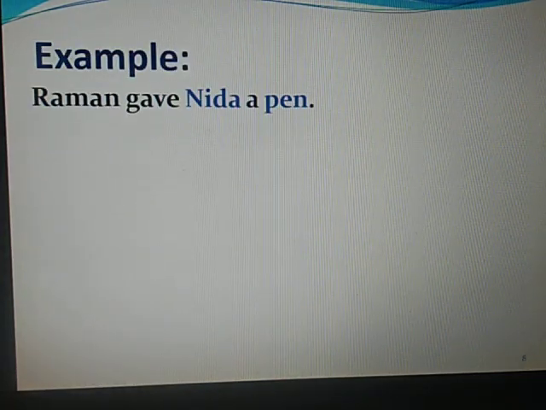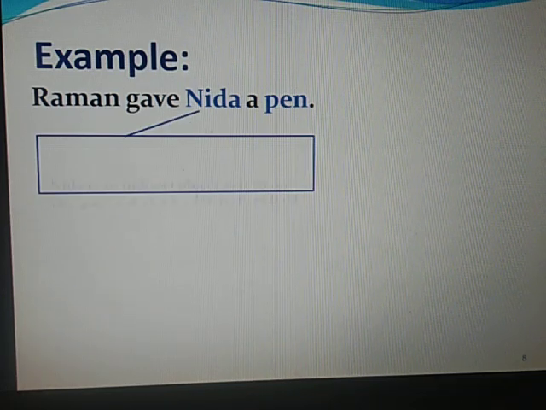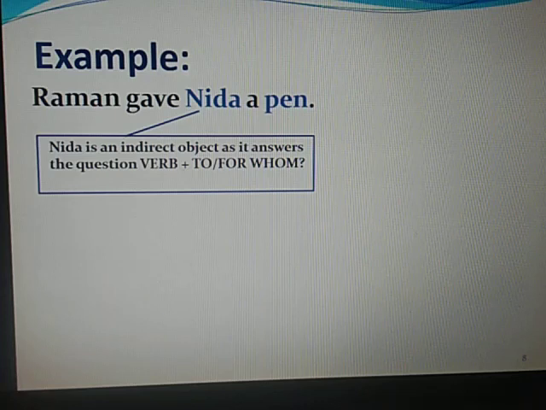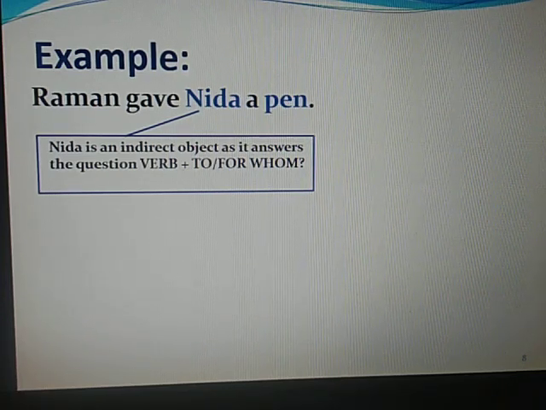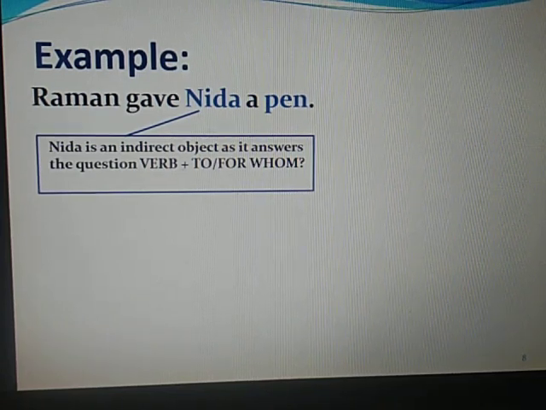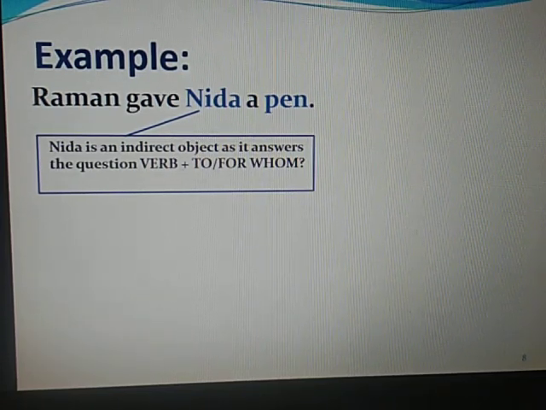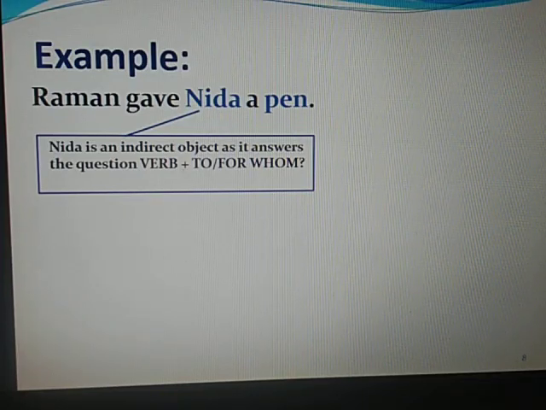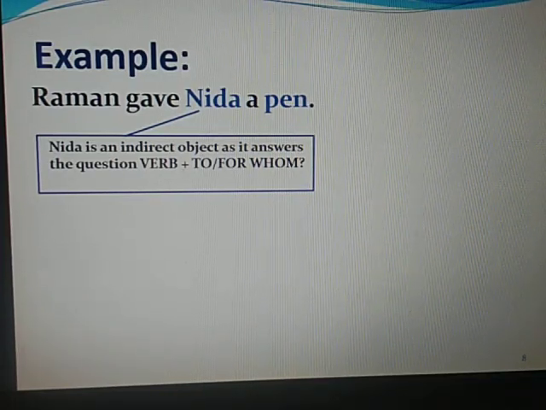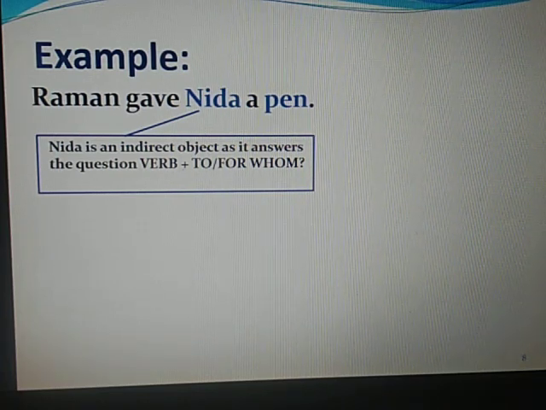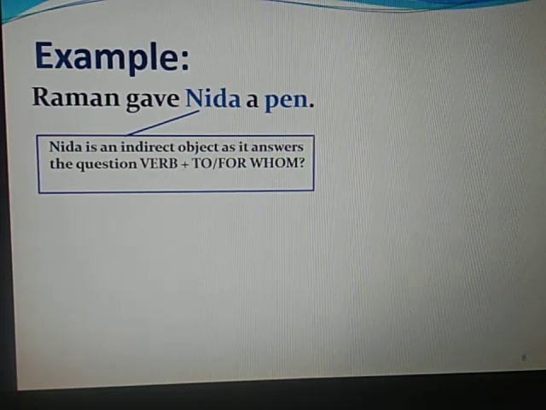For example, Raman gave Nida a pen. Now, here Nida is an indirect object as it answers the question verb plus to or for whom. Like Raman gave pen to whom, we are getting that answer. So Nida is a living thing. So whenever we have a living thing in a sentence, that becomes an indirect object. Always remember, a living person or an animal will become an indirect object, as it also answers the question to whom.